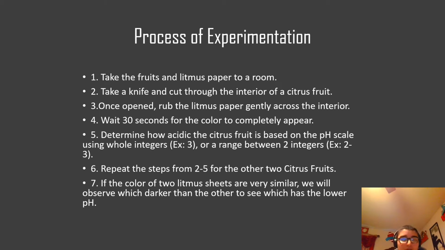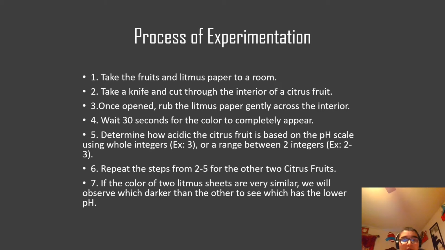So we're going to take the materials to a room, cut a knife through the interior of the citrus fruit, then rub the litmus paper gently across the interior, and then wait for a color to appear after 30 seconds. We're going to use that color to compare to the colors in the pH scale to test how acidic it is, but in whole integers, like a range of whole integers, because one of the limitations of litmus paper is that you can't necessarily use decimals for a pH. That would require more advanced instruments, and we're not using them here.